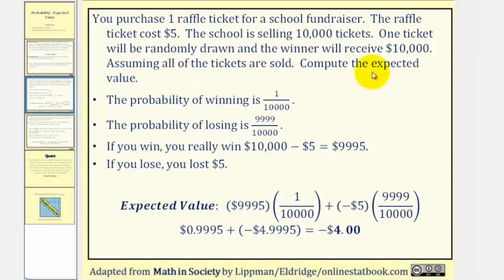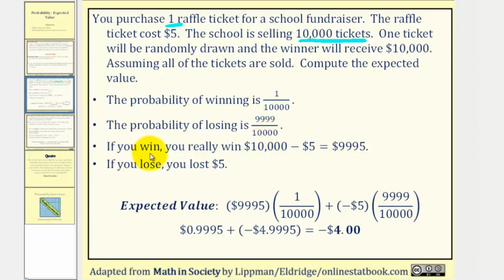So again, the expected value would be the expected outcome if you played this lottery over and over and over again. So the first thing we need to recognize is that there are 10,000 tickets and you only purchase one, therefore the probability of winning is 1/10,000th, which means the probability of losing would be 1 minus the probability of winning, or 9,999 divided by 10,000.